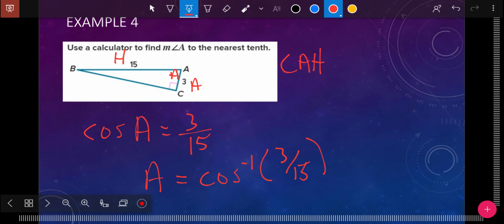All right, and so take your calculator, do 3 divided by 15 equals, and then do second cosine. Or if you have the calculator, you can just type it all in. And so my screen says 78.46304. Rounding to the nearest tenth is going to be 78.5 degrees.